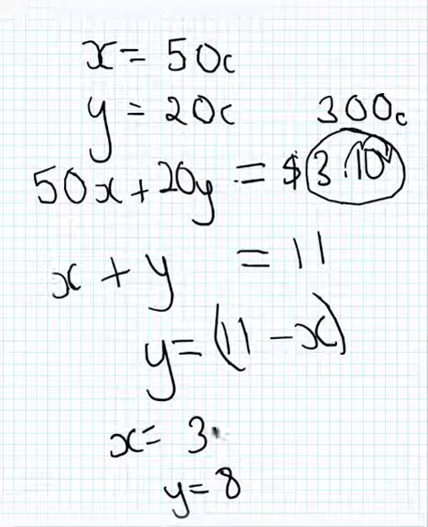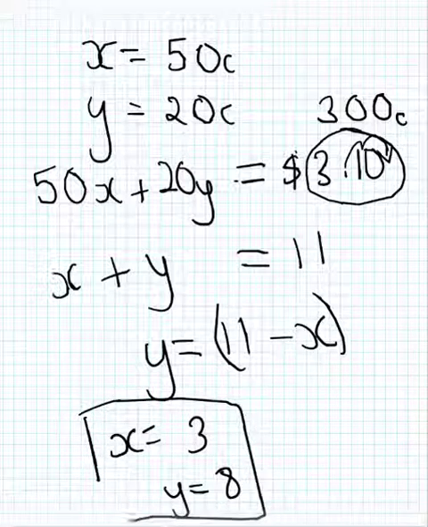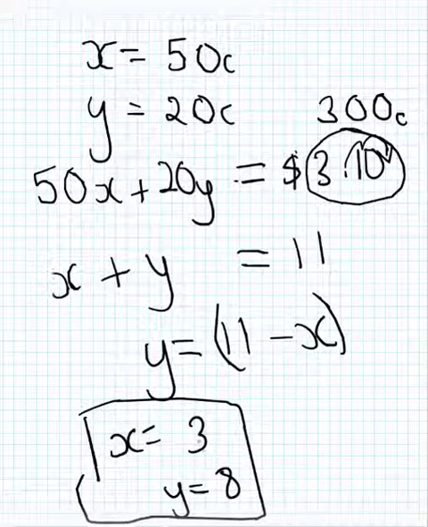And if you solve this, your answer should have been this. x should have equaled 3 and y should have equaled 8. So you've got 3 50-cent pieces and 8 20-cent pieces.